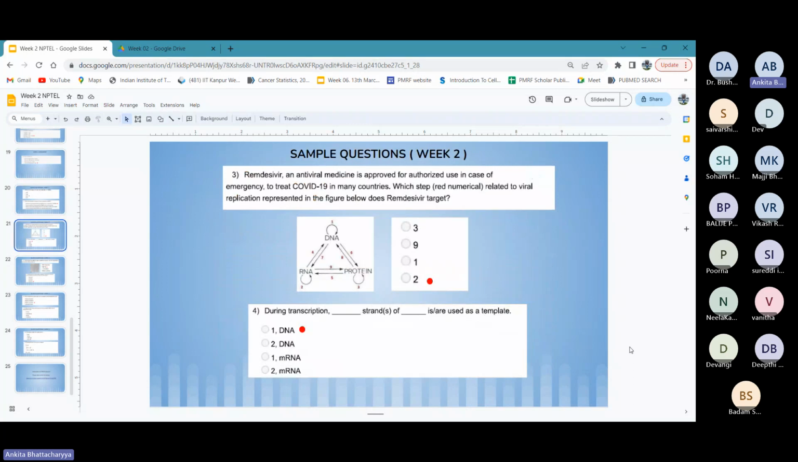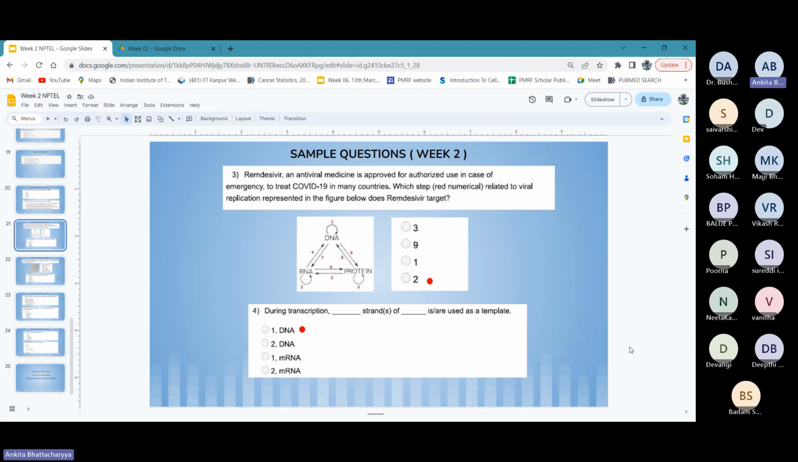Then the next question was about remdesivir, which most of you might have heard of, especially if you were familiar with the situation during the pandemic. So remdesivir was an antiviral medicine that was approved for use in many cases of emergency, particularly for COVID-19. The question is, which step related to viral replication represented in the figure below does remdesivir target?